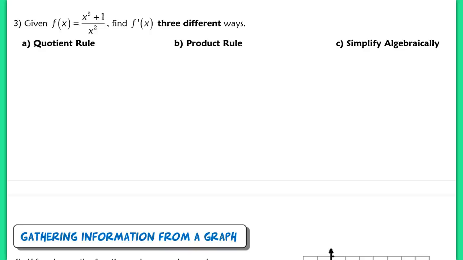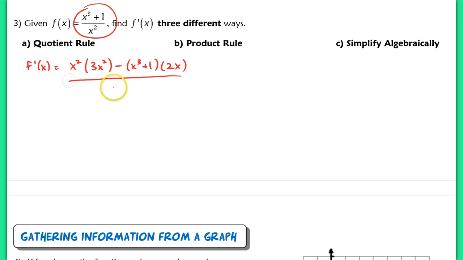So we're going to start off first by using the quotient rule here. So the derivative, f prime of x, will be ho, so x squared, times d high, so 3x squared, minus high, d ho, all over ho ho, so x squared times itself.